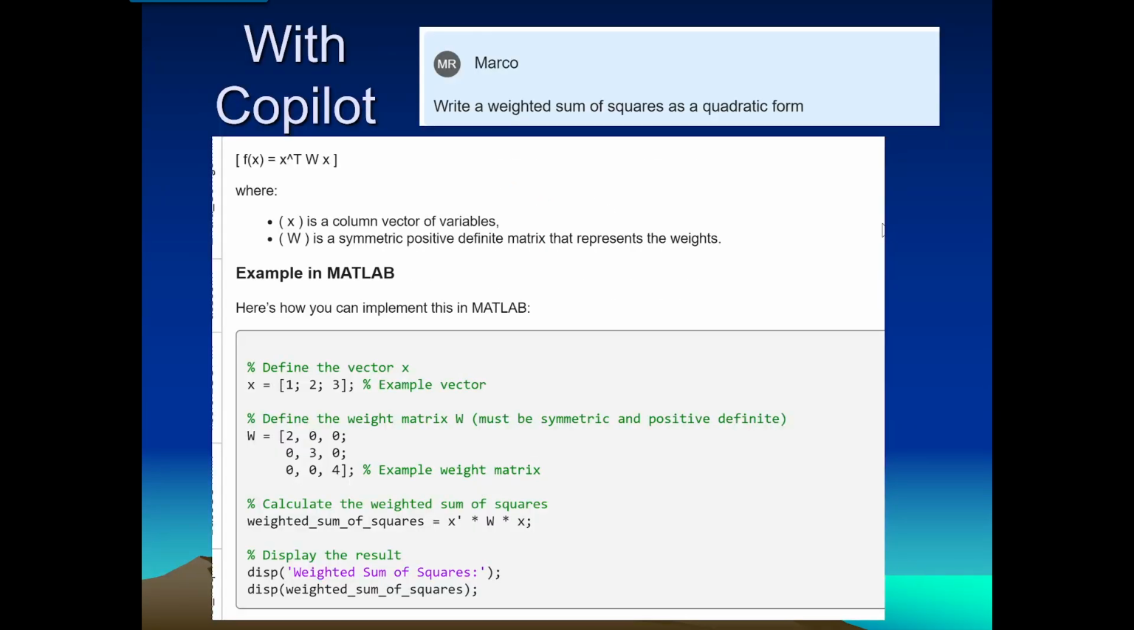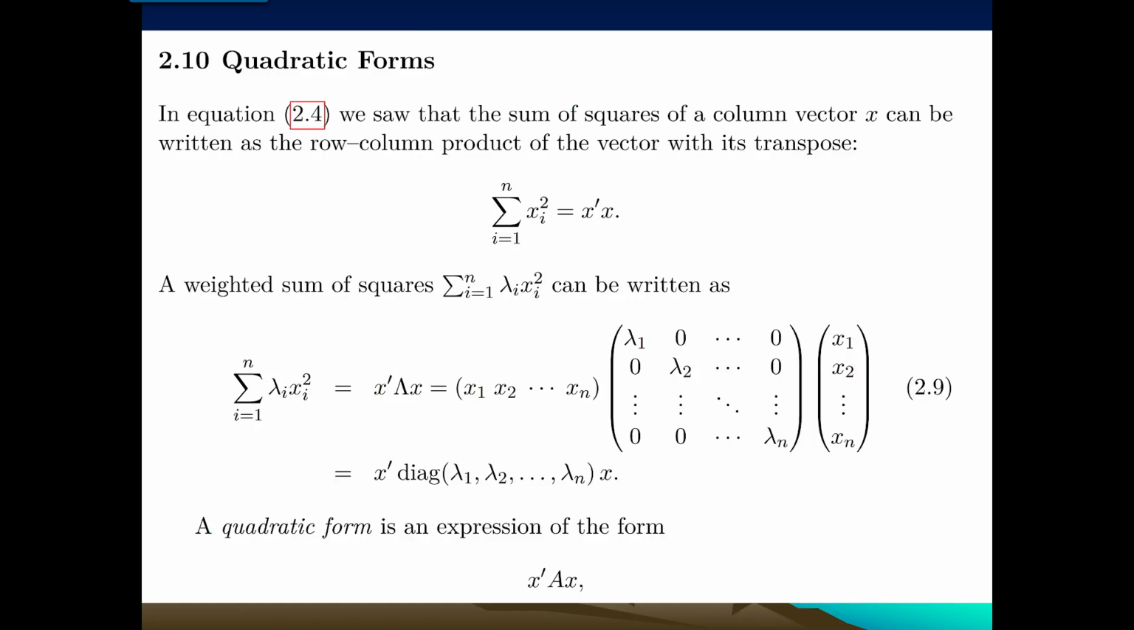But what is amazing is that here with the Copilot, yesterday I tried: write the weighted sum of squares as a quadratic form. And this is the code that it produced, exactly my example. It's incredible, eh? You see, look, x transpose Λ x. Right, this is the weighted sum of squares. In other words, this weighted sum of squares, the sum of lambda i times xi squared, can be written in this way.